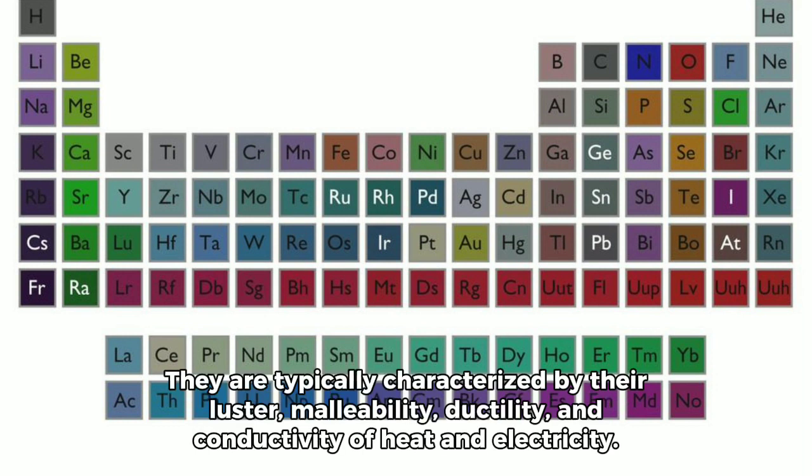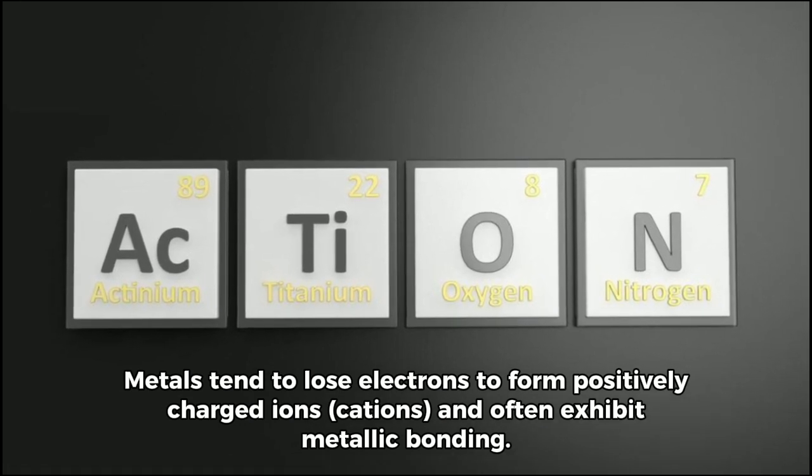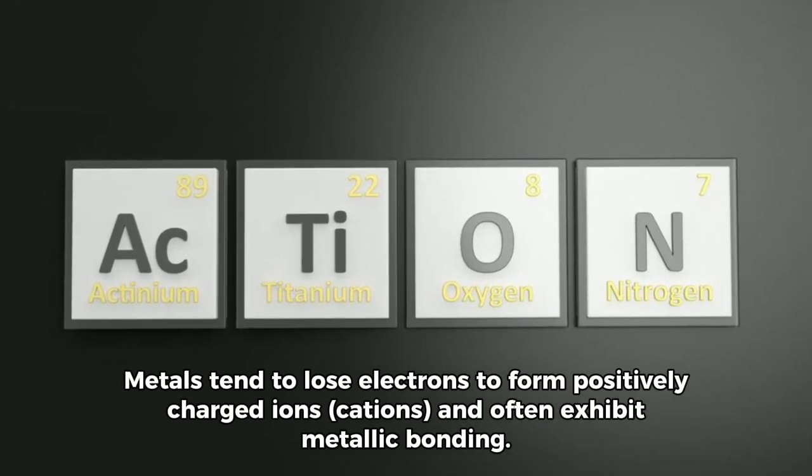They are typically characterized by their luster, malleability, ductility, and conductivity of heat and electricity. Metals tend to lose electrons to form positively charged ions, cations, and often exhibit metallic bonding.